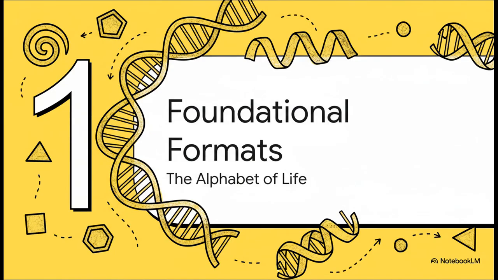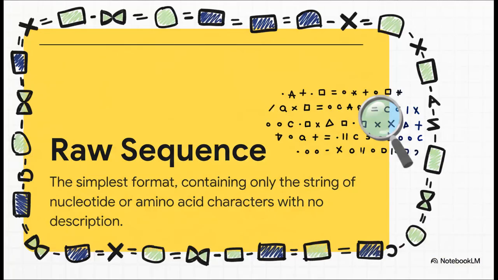All right, let's start with the absolute basics, the formats we use to represent the linear sequences of DNA, RNA, and proteins. You know, the alphabet of life itself. The most stripped-down format is called, appropriately, raw, and it's exactly what it sounds like. It's just a string of characters, like something you'd type into a plain text file. There's no title, no description, zero context. It is pure, unadulterated data, and nothing else.